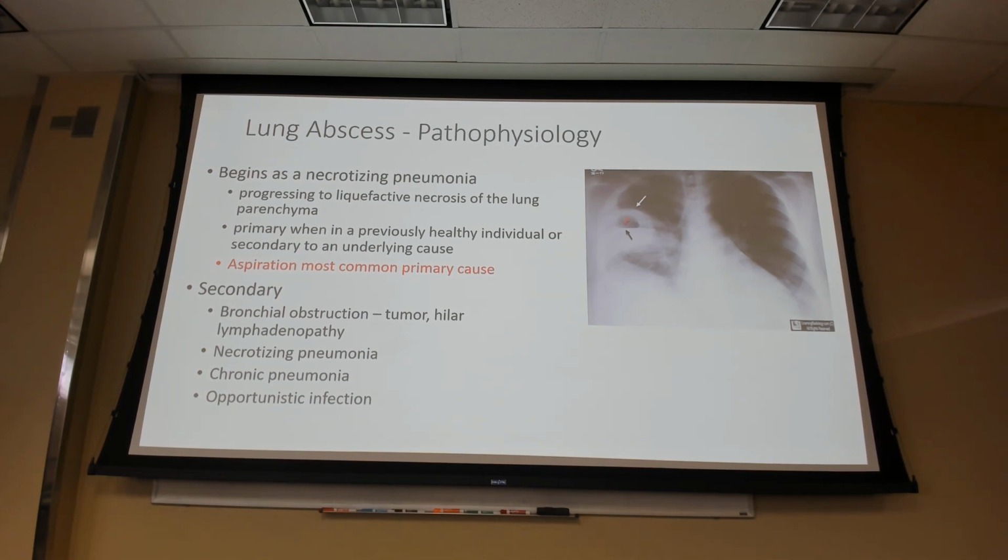All right, so we'll talk about lung abscess next. And this typically begins as necrotizing pneumonia. And it causes just liquefactive necrosis of the lung parenchyma. And then we categorize it whether it was primary or secondary. And typically primary is in a healthy individual, and secondary is due to an underlying cause. A lot of times it can be a malignancy.